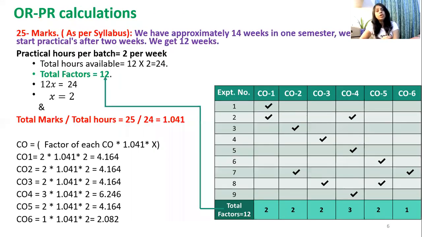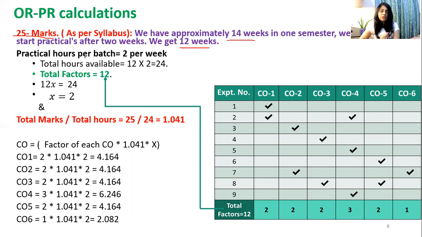Now, how to do oral practical calculations? For oral practical calculations, we know that it is generally for 25 marks, or you write here as per your syllabus, but generally it is for 25 marks. In a semester, we have approximately 14 weeks for completing theory and practicals. We start practicals after 2 weeks, that is, after 15 days after completing some part of theory. That means for practicals, we get 12 weeks because total weeks are 14.